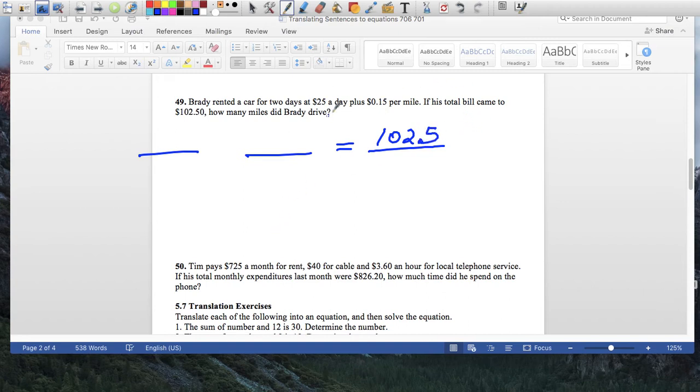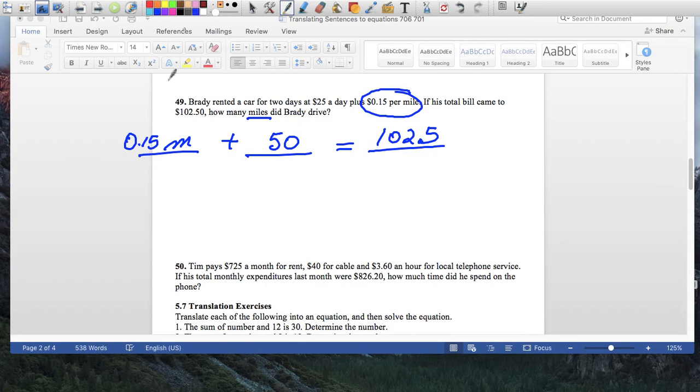Okay. He rented a car for 2 days at $25. So just for renting the car and not driving anywhere for those 2 days, he's going to have to pay the company $50, $25 for each day. And then, well, he paid $50 for 2 days, and he also obviously drove. And so our unknown is miles. So what's the relationship per mile that we have? If you look here, it'll tell you it's 0.15 for each mile that he drove.